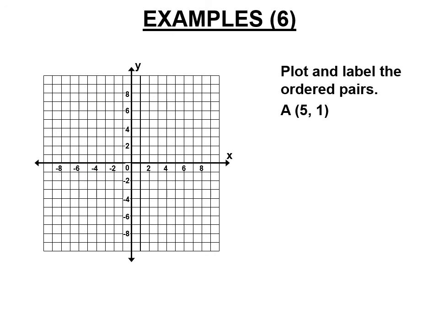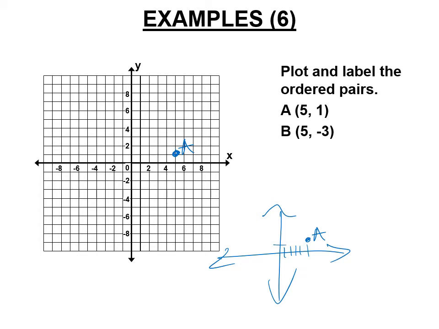All right, so now you're going to have to make a sketch, because you're going to plot these points. Okay, so we're going to go 1, 2, 3, 4, 5, 1, right? And then you're going to put a little A there. I'm going to do it on the grid. So 5, 1, and you put an A. Okay, all right, now put B. So that would be 5, -3, and you would put B. So 5, -3 is B.